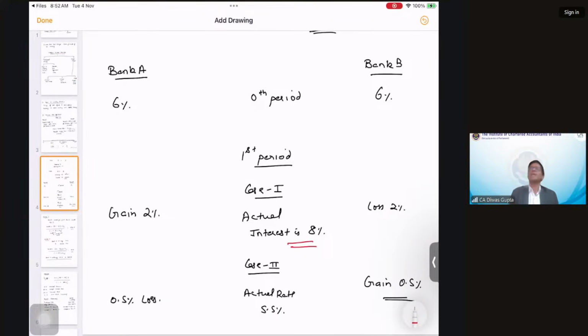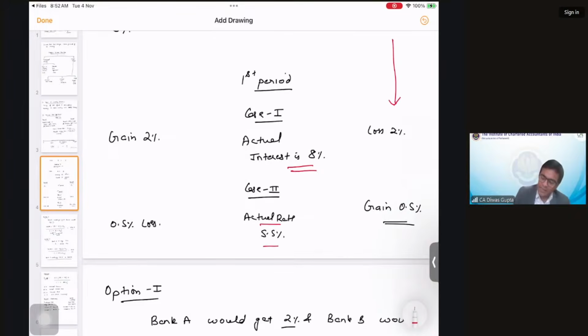On the similar side, from Bank B's perspective, Bank B will say that, okay, I have given a commitment to lend to Bank A at the rate of 6%. However, in the market, I could have invested at 8%. So there is a 2% loss that I have incurred. Hence, from Bank B's perspective, there is a loss that will come into the picture.